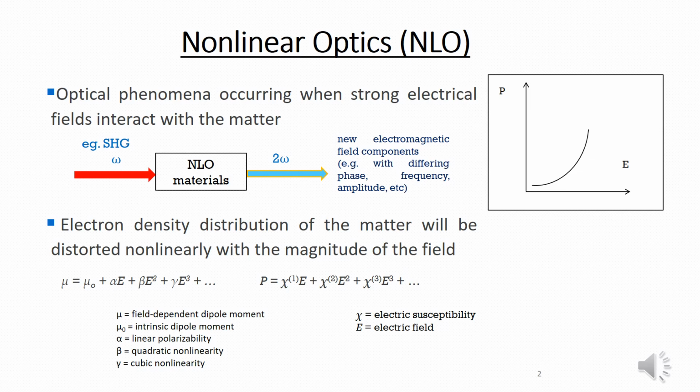So the light that has interacted with or passed through the NLO materials comes out as new electromagnetic field components with differing phase, frequency, amplitude, etc. For example, one of the NLO effects is the second harmonic generation phenomenon, SHG, in which two photons with the same frequency interact with the NLO material and generate a new photon with twice the energy of the initial photons. That's why we also call it frequency doubling.